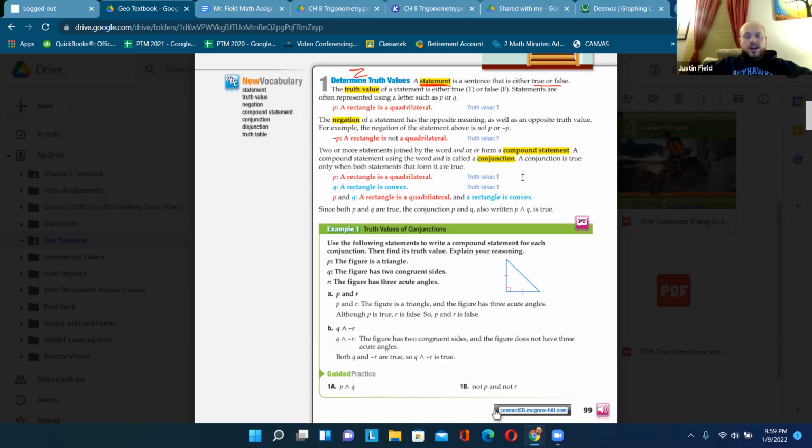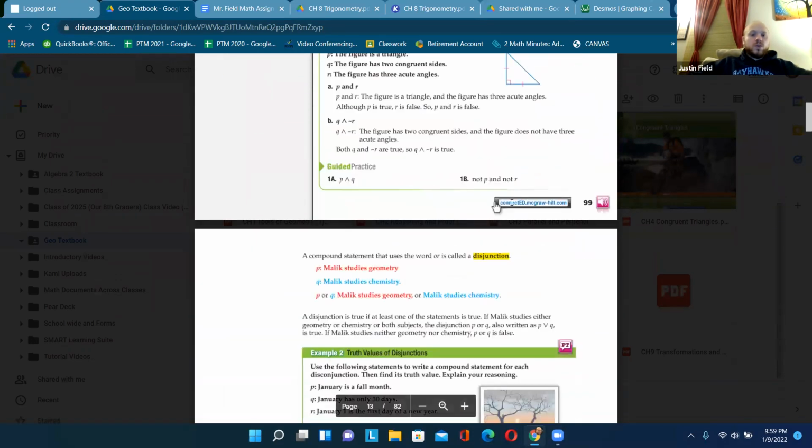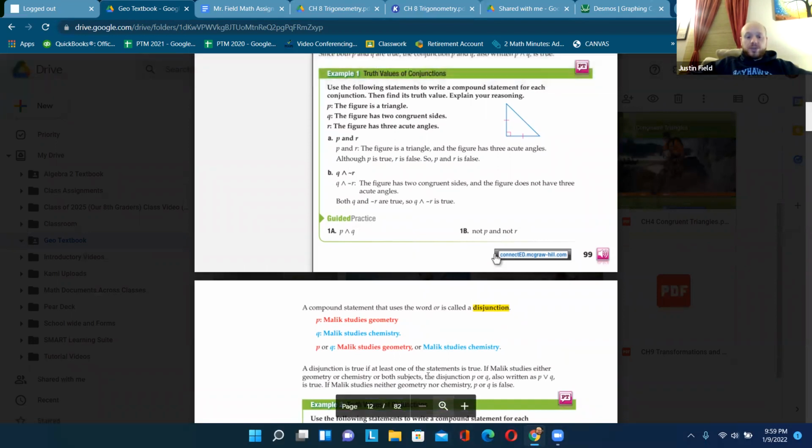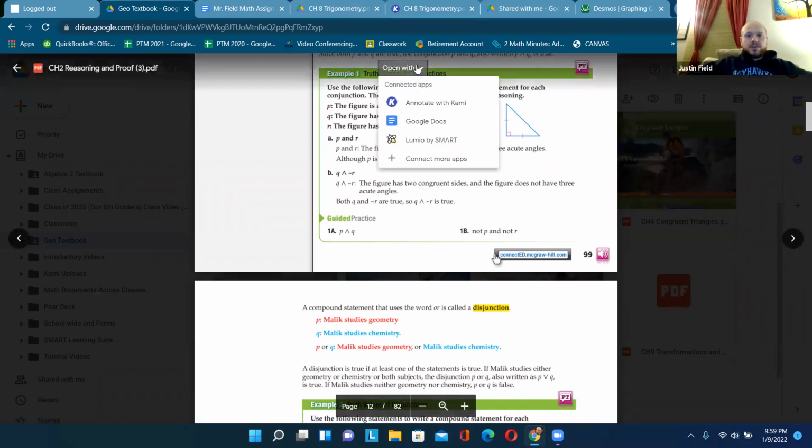All right. If they're and, then they both have to be true for the compound statement to be true. Or only one of them has to be true for the compound statement to be true. And let us not forget truth tables.